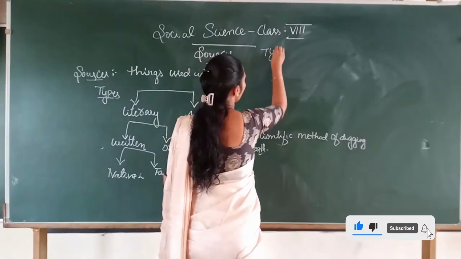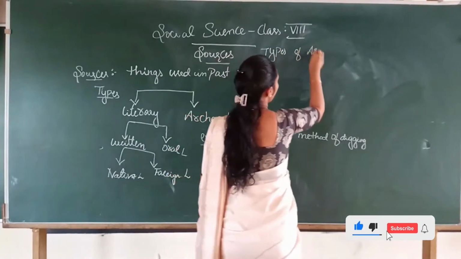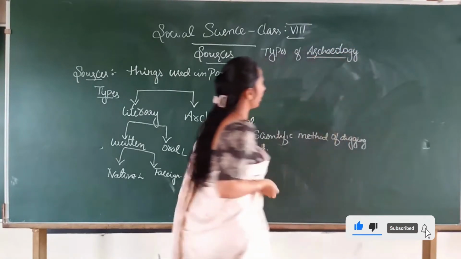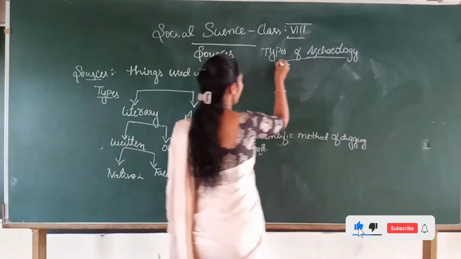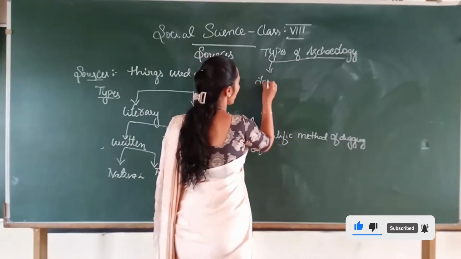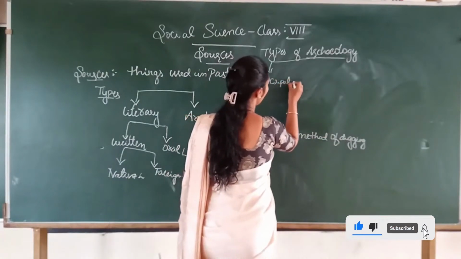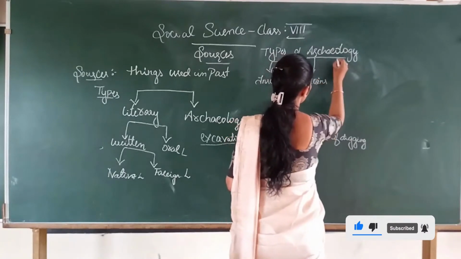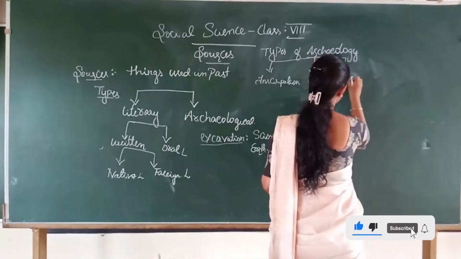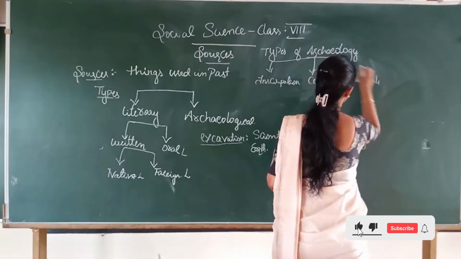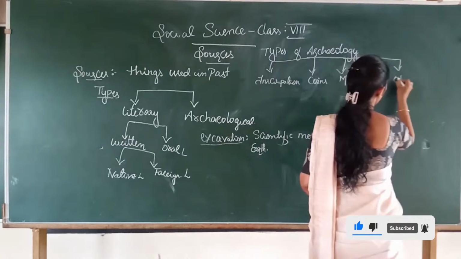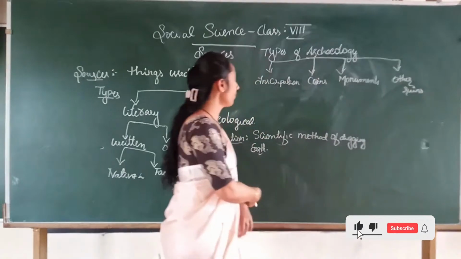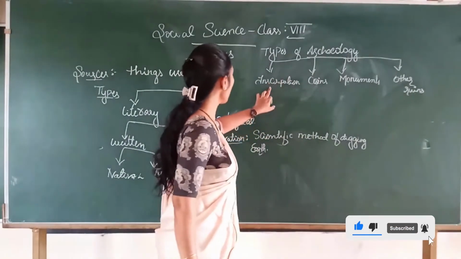Types of archaeology. Archaeology types, that is, first inscription, coins, monuments, and the last one is other ruins. So children, in the first type of archaeology, we will refer to inscription.